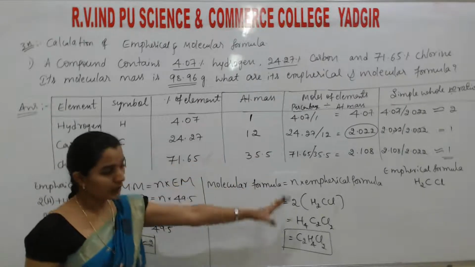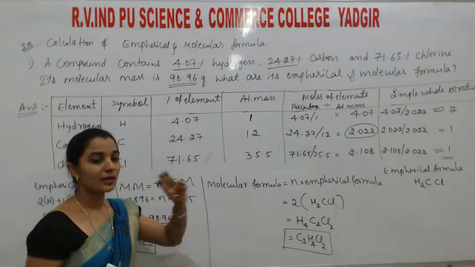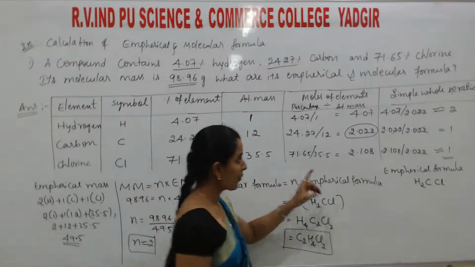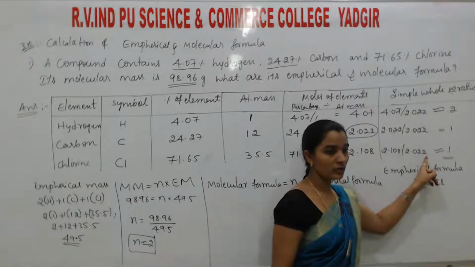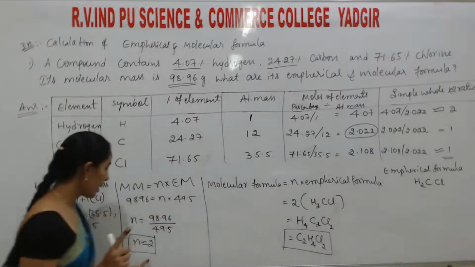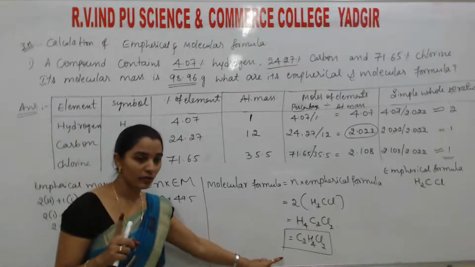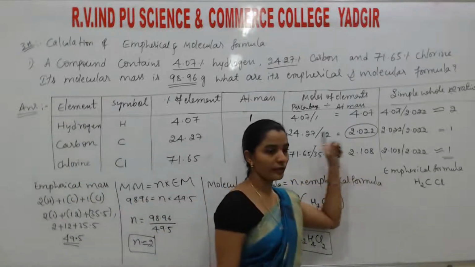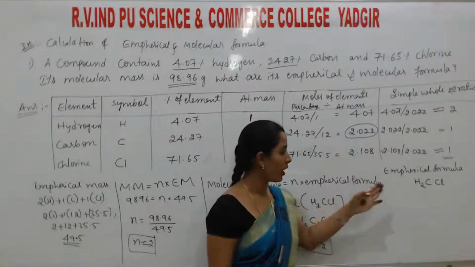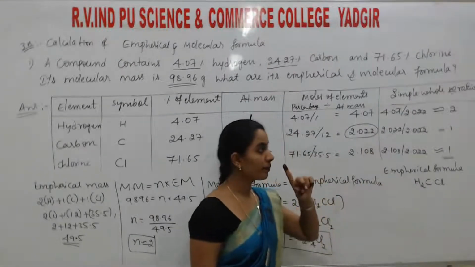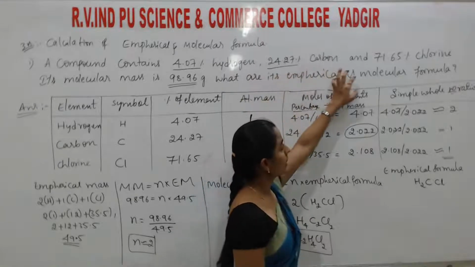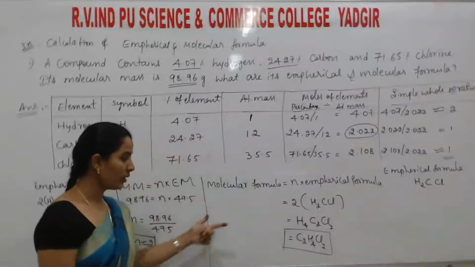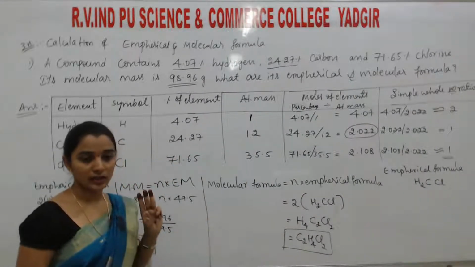This entire problem carries 3 marks. If you write only this much, you won't get any marks. For this table and the empirical mass you will get 1 mark. Calculation of n you will get 1 mark. Calculation of the molecular formula you will get 1 mark. Total 3 marks. Remember, for the empirical formula, only if you did the table right will you get the empirical formula. So empirical formula 1 mark, because here they said empirical and molecular formula. So empirical formula 1, n value 1, molecular formula 1. Total 3 marks it carries.